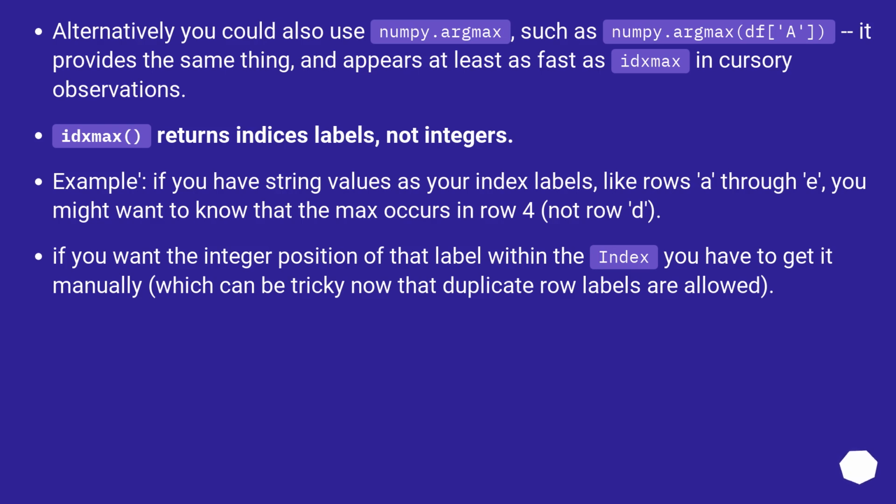Alternatively, you could also use numpy.argmax, such as numpy.argmax(df['A']). It provides the same thing, and appears at least as fast as idxmax in cursory observations. idxmax returns index labels, not integers.